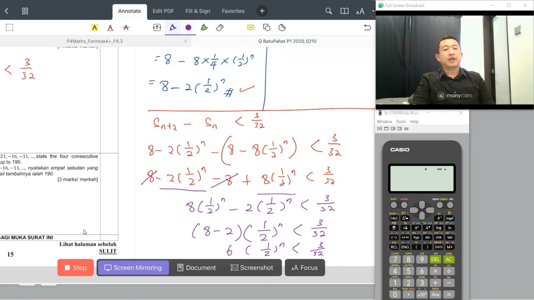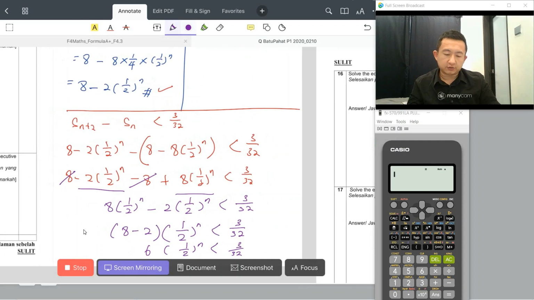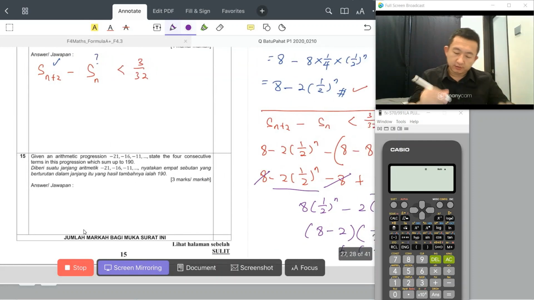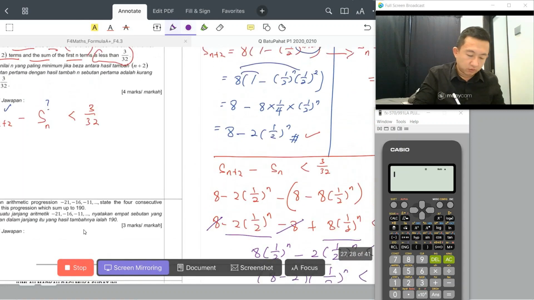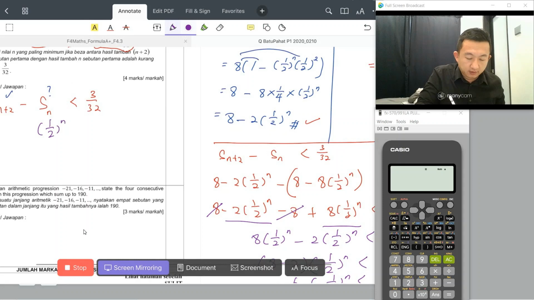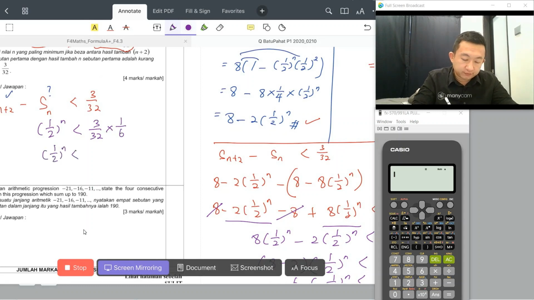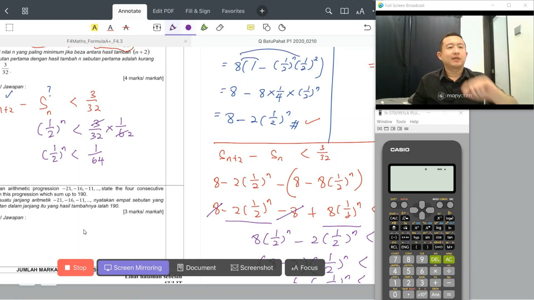And can you move the number 6 to the other side? Yes, of course. Oh, no more space. So I will continue here. So what do I have? 1 over 2 to the power n less than 3 over 32 divided by 6, which is 1 over 6, and what do you have? 1 over 64. And then to figure out the value for n, you have to remember this. What you can do first is the indices. Also, if you want to find the value for an unknown which is a power, you can use logarithms. Okay, you can use log. So in this case, we will use log base 10.